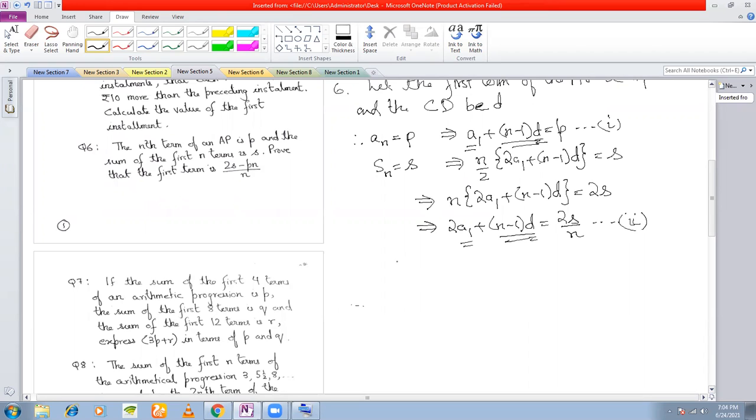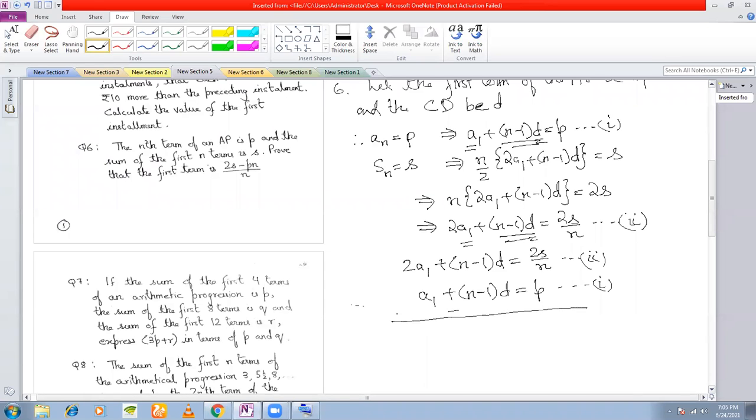So what you do here is you write the second equation first, twice A1, or you can write the first equation also, no problem, but you'll get a negative sign. So write the equation 2S by n, and write the other equation A1 plus (n minus 1) into D is equal to P. Because the coefficient of D is the same, you subtract so that this cancels out. So you get 2A1 minus A1, you get A1 is equal to 2S by n minus P.